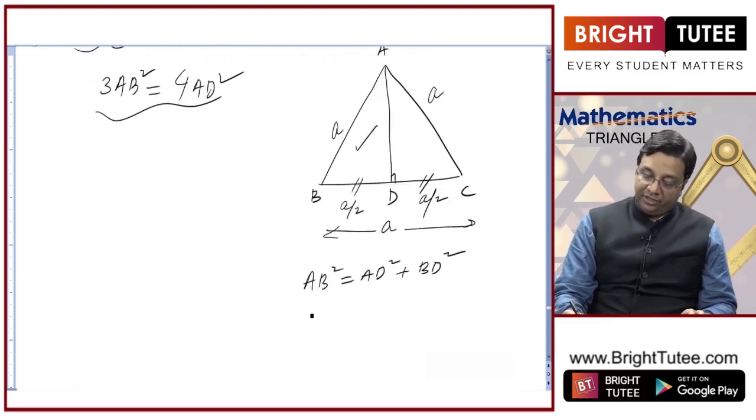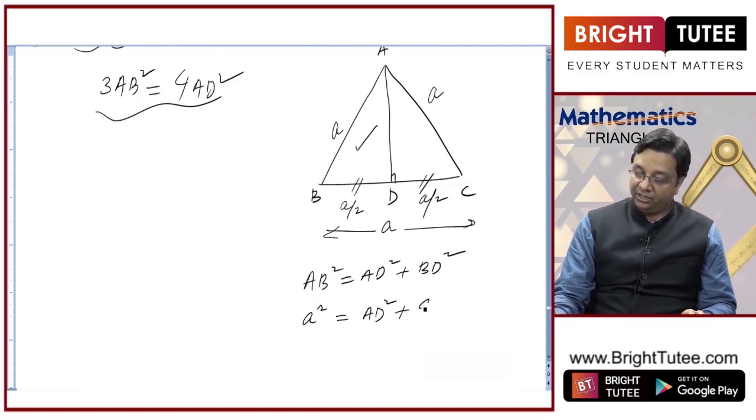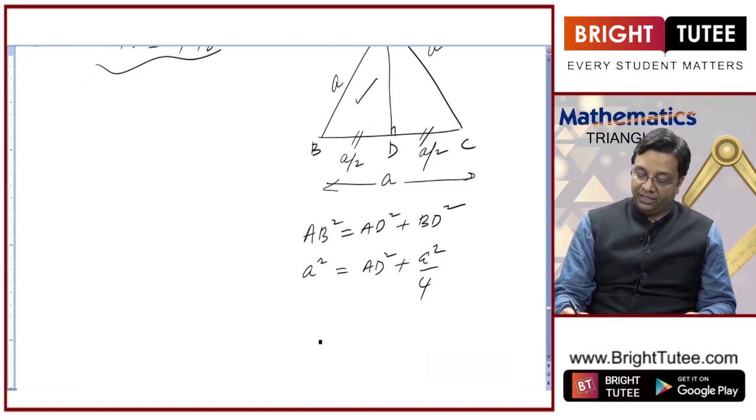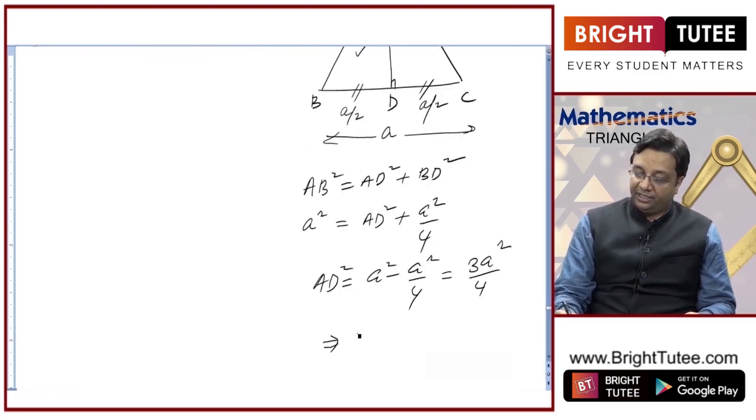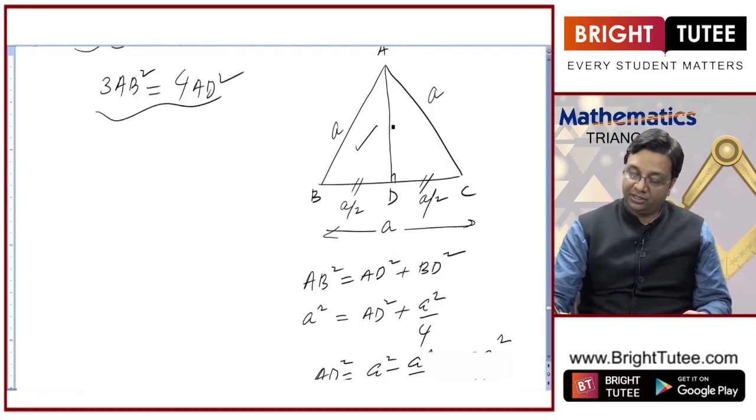So AB square is a square, AD square we have to obtain, BD square is a square by 4. So AD square will be equal to a square minus a square by 4, that is 3a square by 4. Hence AD is equal to root 3 by 2 a. So this side is root 3 by 2 a, this length.